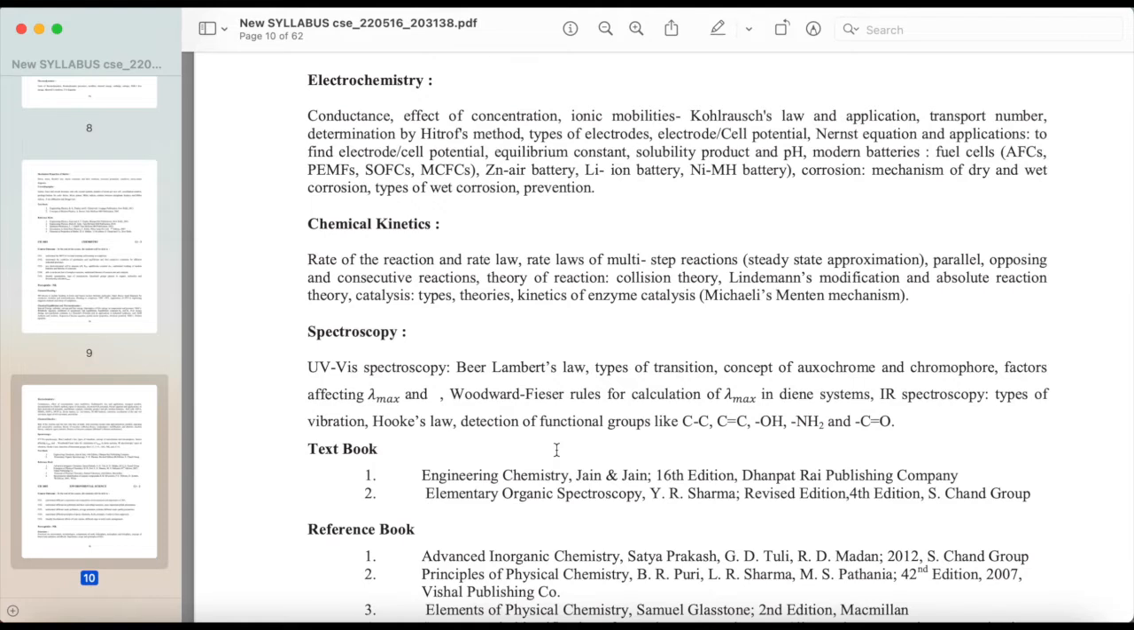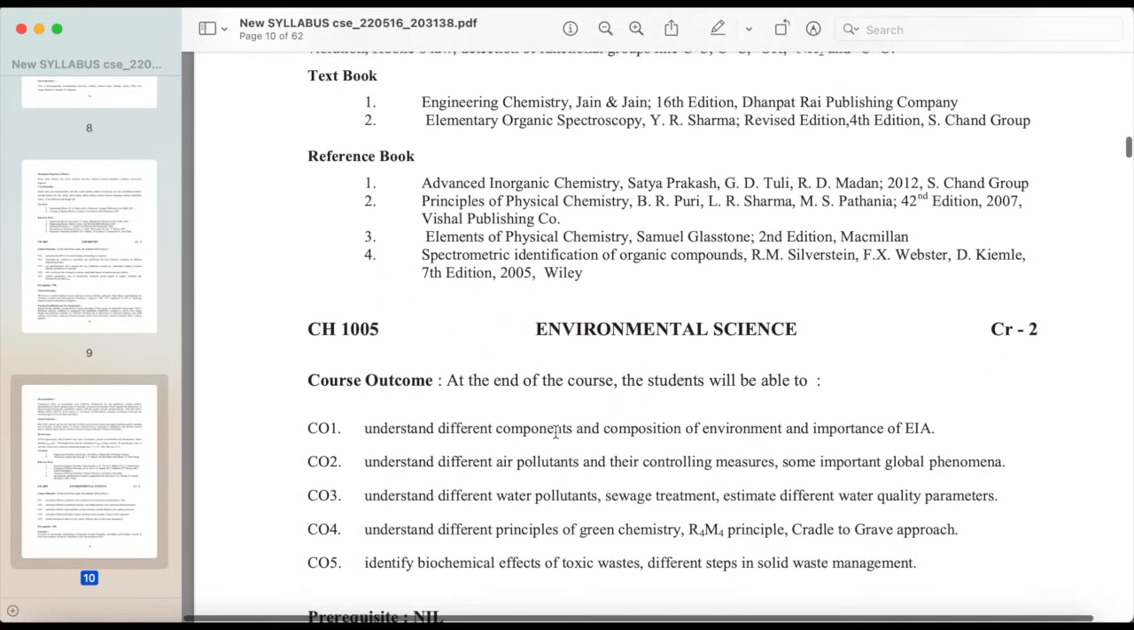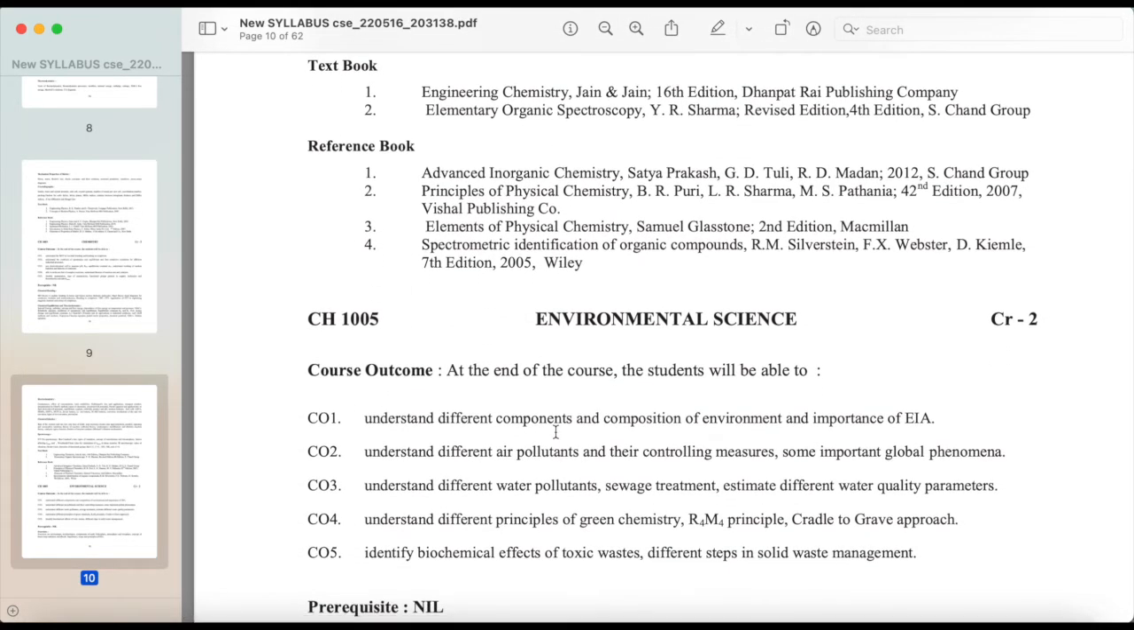Textbook 1: Engineering Chemistry, Jain and Jain, 16th edition, Dhanpat Rai Publishing Company. 2: Elementary Organic Spectroscopy, Y.R. Sharma, revised edition, 4th edition, S. Chand Group. Reference books: 1: Advanced Organic Chemistry, Satya Prakash, G.D. Tuli, R.D. Madan, 2012, S. Chand Group. 2: Principles of Physical Chemistry, B.R.